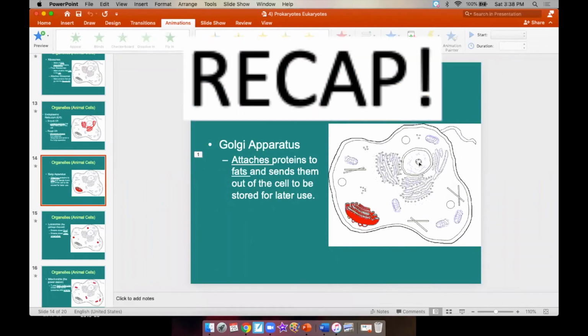RNA is made in the nucleolus. They stop by the nucleus to read the DNA, get a message, send a message to the ribosomes for how to make a protein. The ribosomes make that protein. The rough ER says, oh, you belong to this part of the body, and sends it to the Golgi. And then the Golgi apparatus is going to kick it out of the cell. That's the story of proteins.